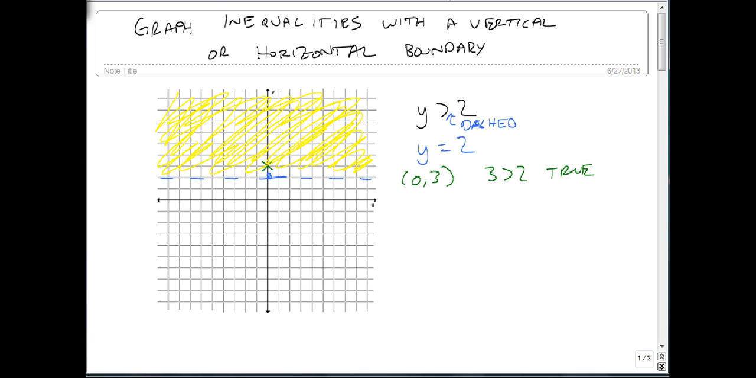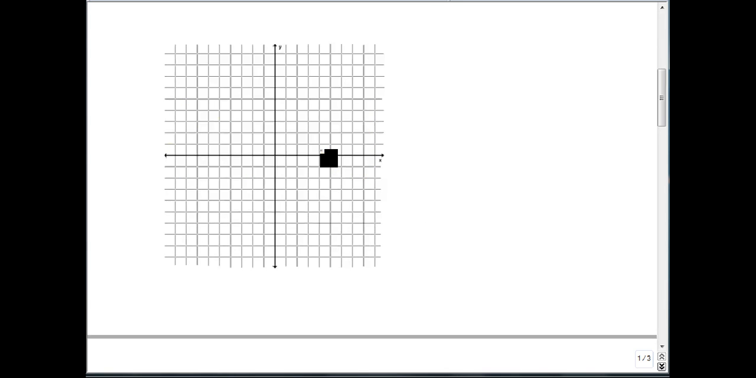I could have picked any other point. Had I picked, say, 4, 5, then I'd still see that 5 is greater than 2, which is still true. If I'd picked minus 3, minus 7, I'd have minus 7 greater than 2, which is false, so I wouldn't shade this point here because it's too low, whereas this one worked, or this one worked. So I can pick any one point, and based on whether it's true or false, I know whether it'll work or not.